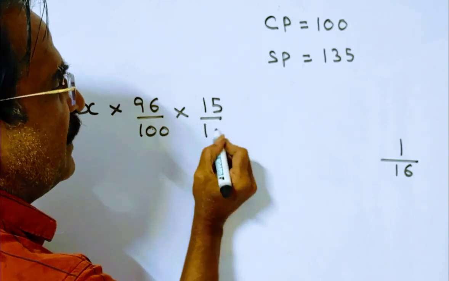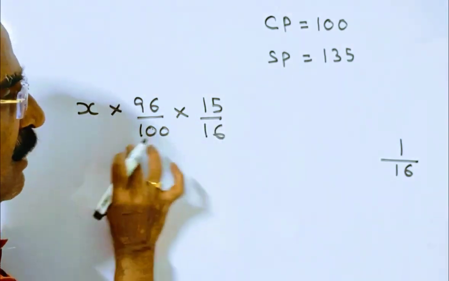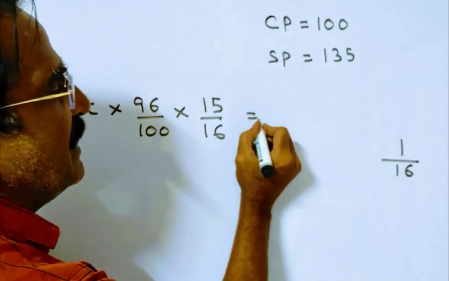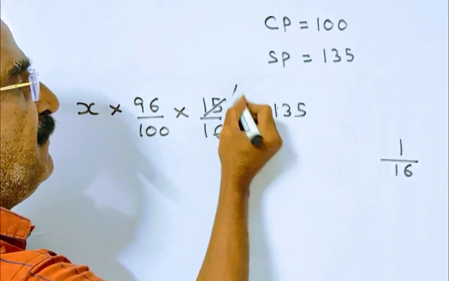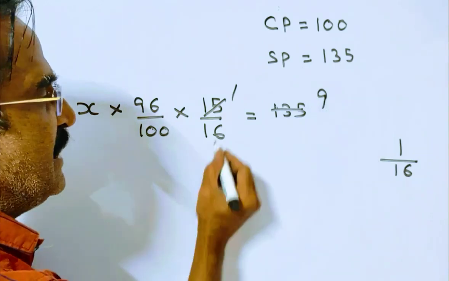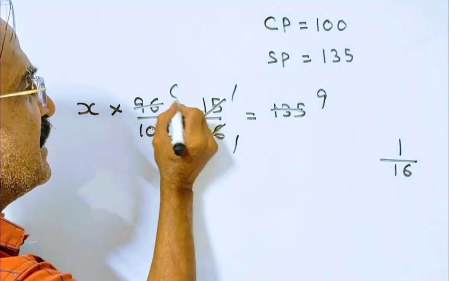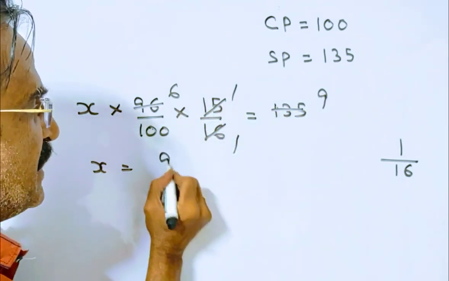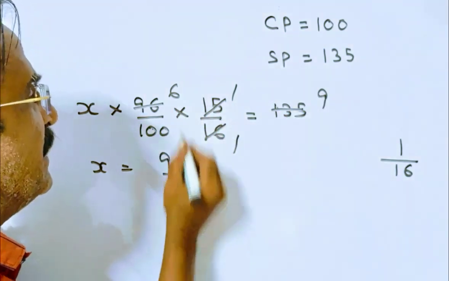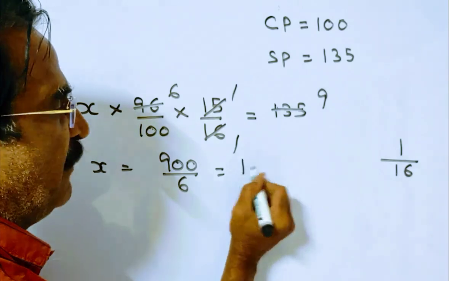So after these two discounts, the selling price becomes 135. Friends, 15 ones are 15, 9 sixes are 54, 16 ones, 16 sixes. So X is equal to 900 by 6. This is equal to 150.